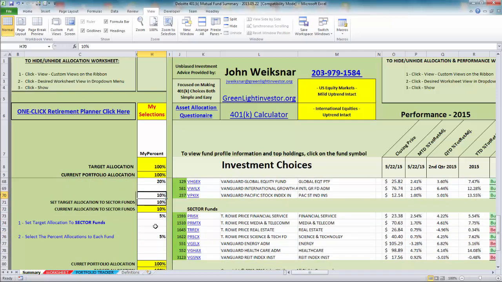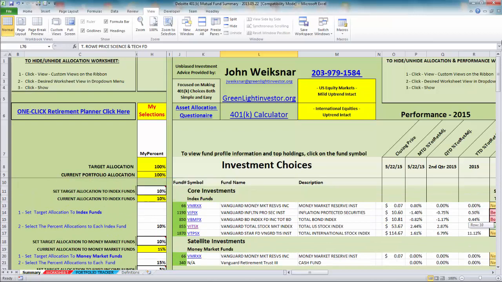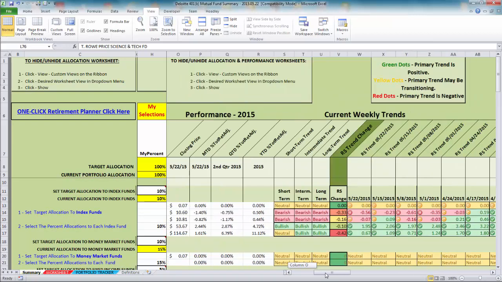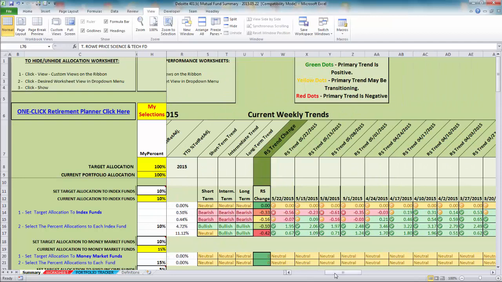And finally, we have a 10% allocation to our sector funds. 5% is in the financial services, and another 5% is in the science and technology. So to go ahead and see if there's any changes that need to be made on a week-over-week basis, we'll simply slide our spreadsheet over so we can see if we're staying in the green zones.